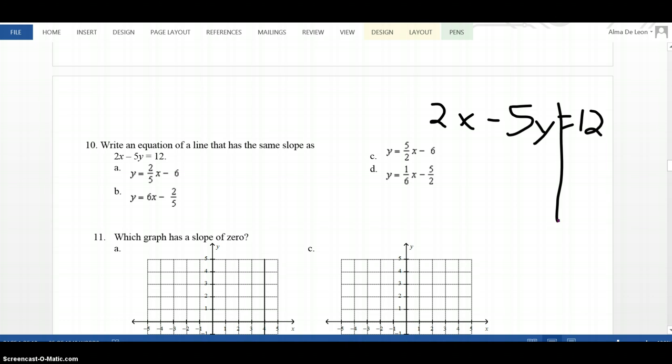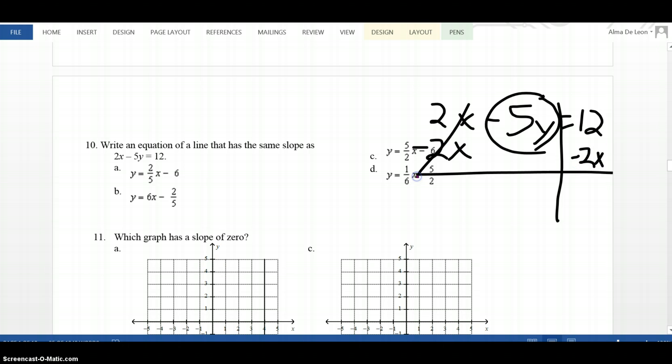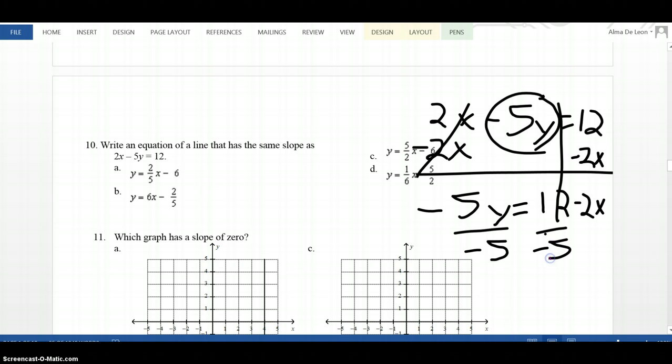I draw my line and I circle my y. I want that on a side by itself. In order to get it by itself, I need to subtract 2x from both sides. And I'm left with negative 5y equals 12 minus 2x. To get rid of that negative 5 in front of the y, I need to divide everything by negative 5.